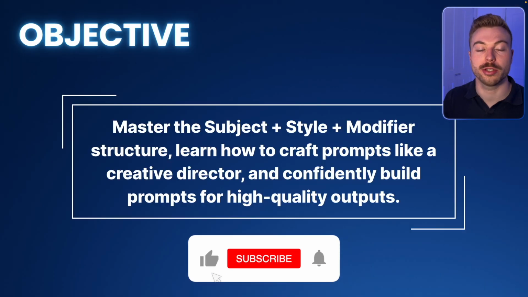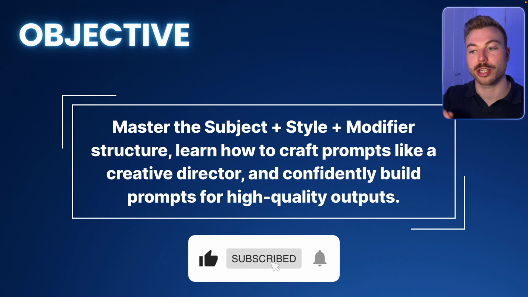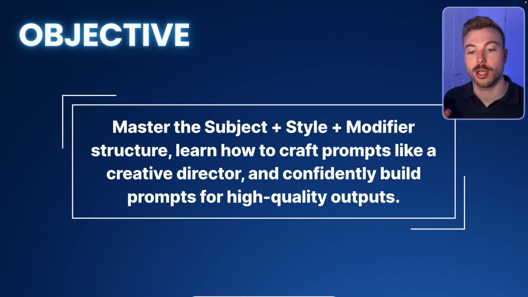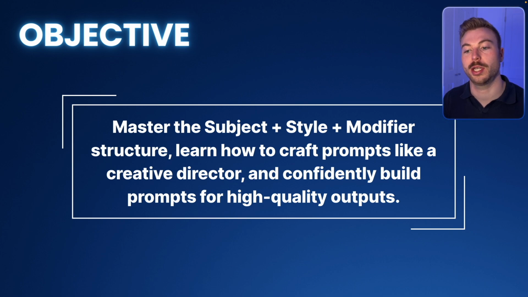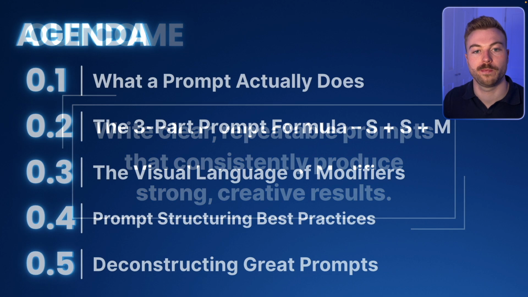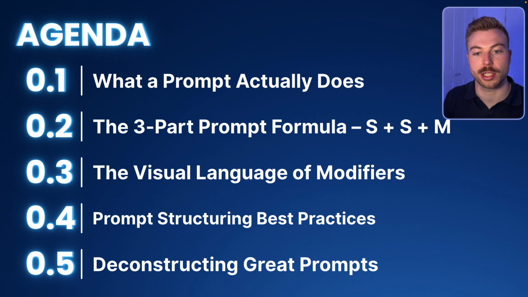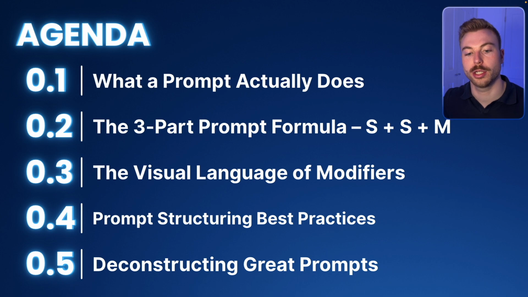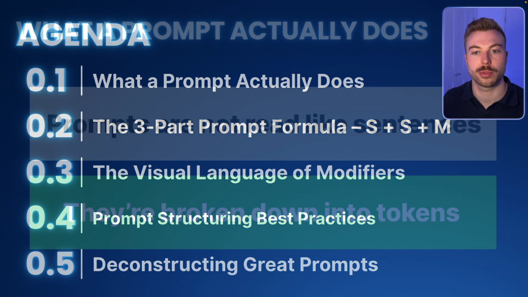By the end of this, you'll understand how to master the subject, style, and modifier structure for the input prompts that we're going to be using, how to craft them like a creative director, and confidently build those high quality outputs that we all want. And again, we're also going to be able to write clear, repeatable prompts that consistently produce our best and strongest results. We're going to cover off what a prompt actually does, our 3-part prompt formula, the visual language of modifiers, the prompt structuring best practices, and deconstructing some of the great prompts.